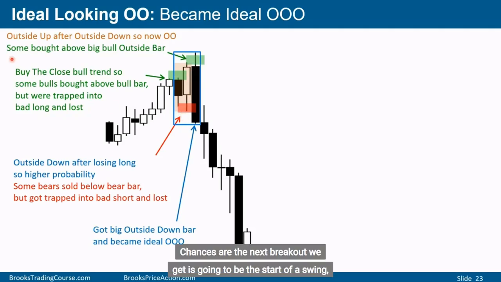Chances are the next breakout we get is going to be the start of a swing. So I am looking to sell, especially when I get a big bear bar closing near its low. This is a relatively high probability of a swing down. This is probably a 60% chance for a swing down.